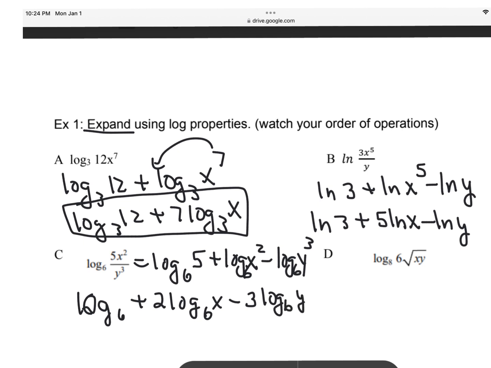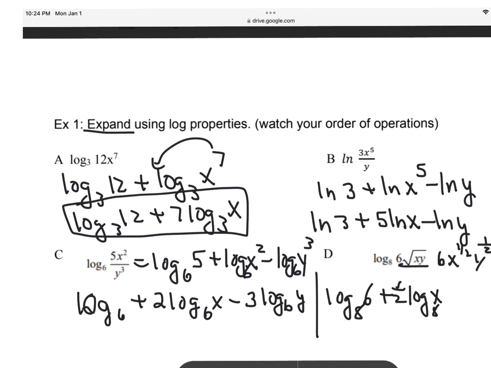And then this last one, the first thing I'm going to do is rewrite this. So it's all multiplied. It's 6 times x to the 1/2 and y to the 1/2, if I wrote that radical in rational exponent form. So I'm going to have the log of 6 base 8 plus the log of x base 8. And I can put that 1/2 right down in front. And since it's all multiplied, I'm going to have another plus 1/2 log of y. Again, base 8. A little bit hard for me to write that. I'm kind of running out of room.